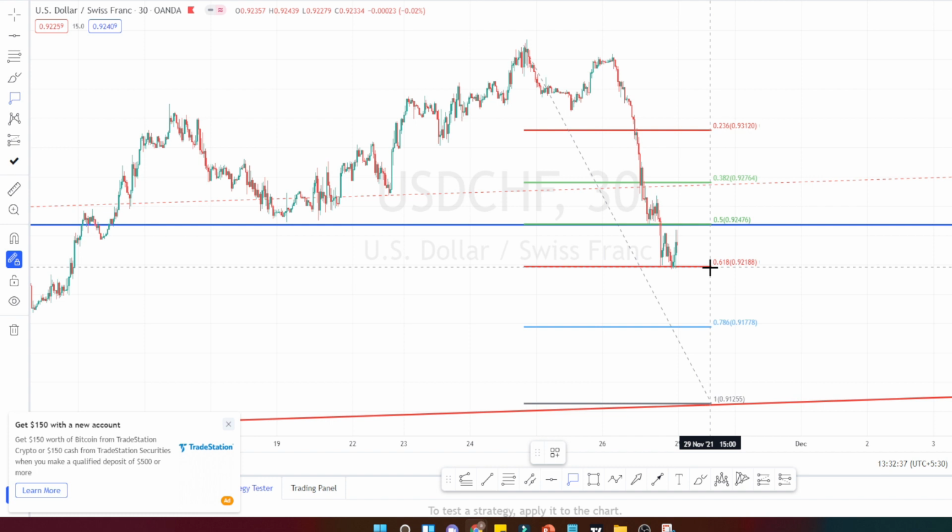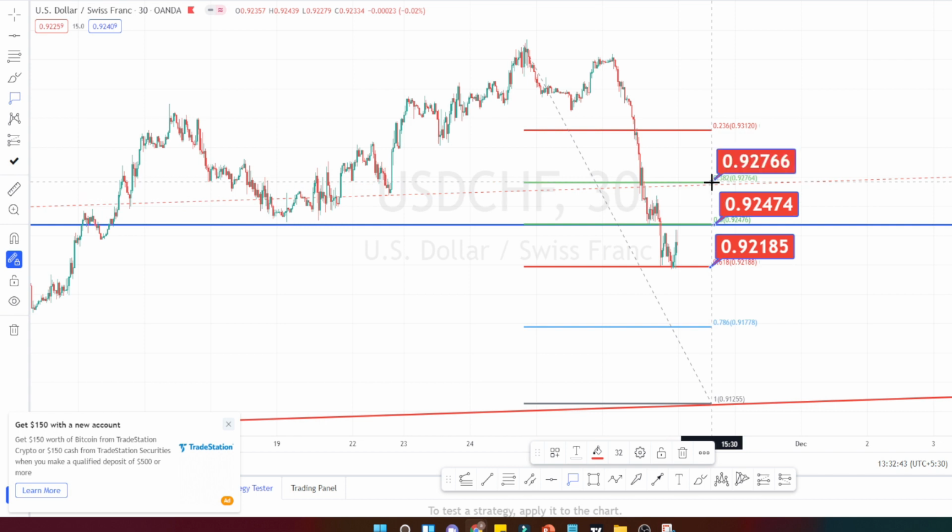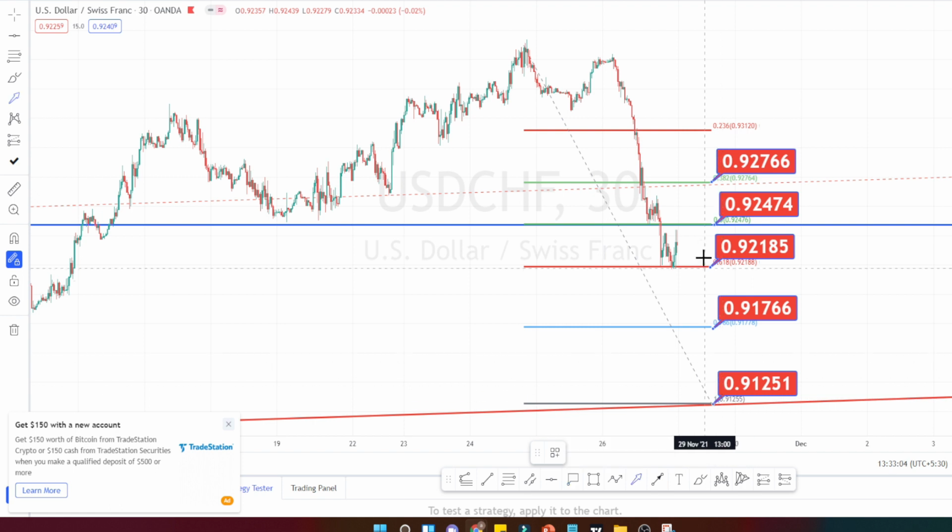So currently it is taken support over here. The resistance is going to be over here if it goes up. Next level of resistance is going to be here. If it goes up to this level, we can expect a bullish trend to start and test this uppermost resistance of the channel pattern, and next support level is going to be here, and next level of support is going to be here. So I am expecting the bearish trend to continue.